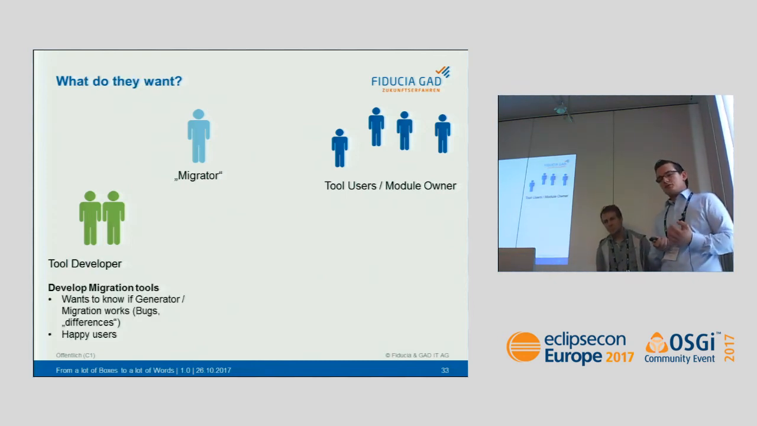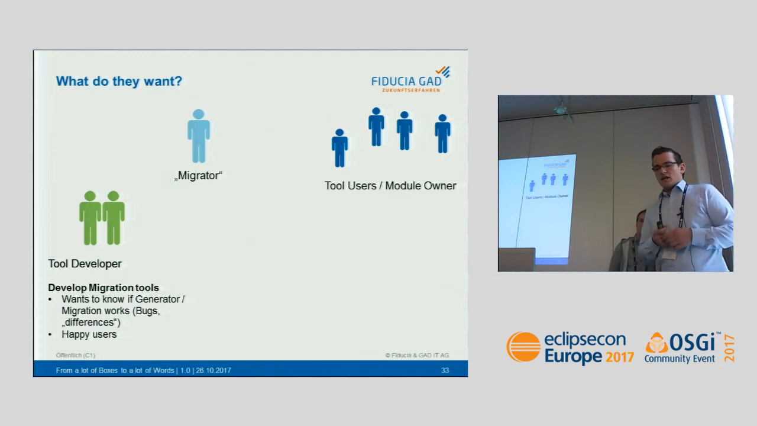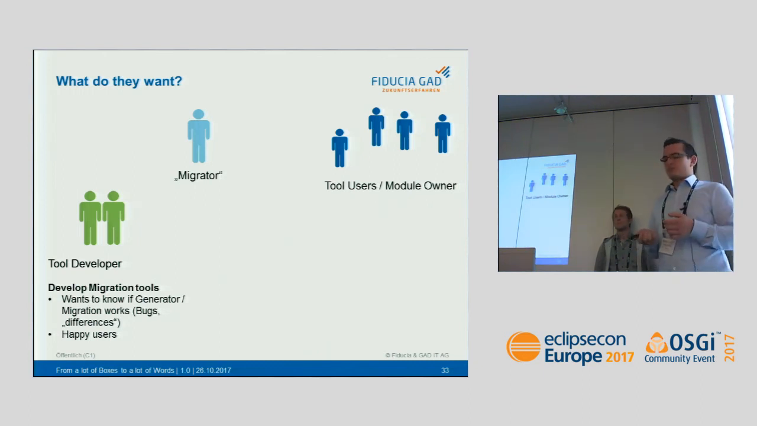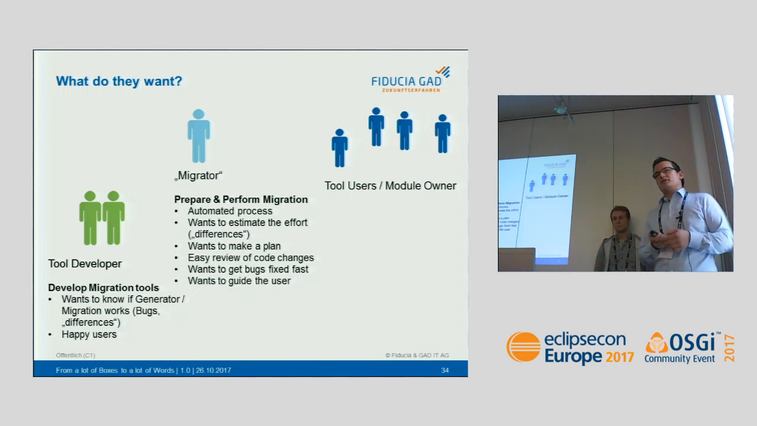The first is the tool developer, which is mainly us. We have to develop the migration tooling as well as the DSL. And what we want to know is: is the generator working in all cases, and is the migration working? Are there any bugs or unexpected differences? And of course, as we said before, we want to have happy users, because that's important for the success of the whole approach.